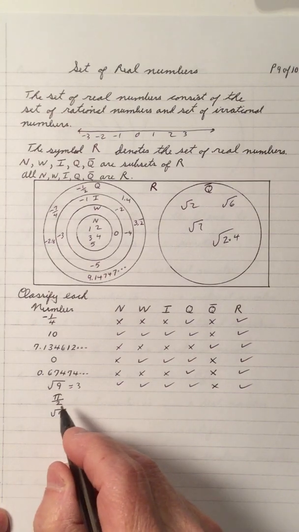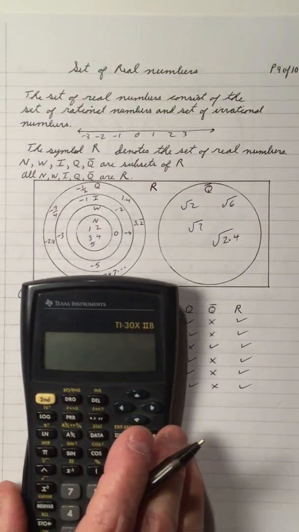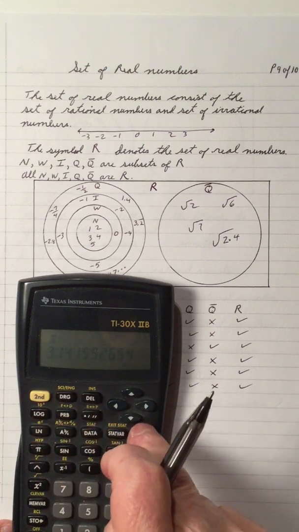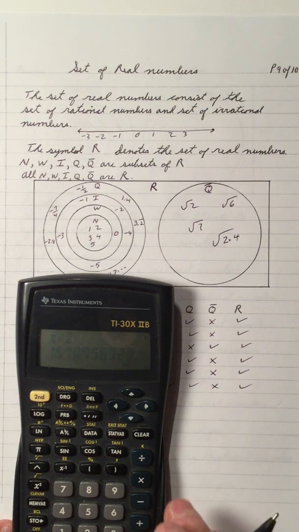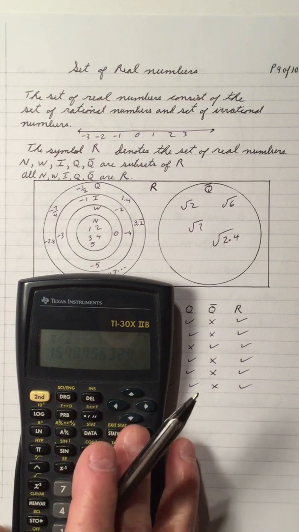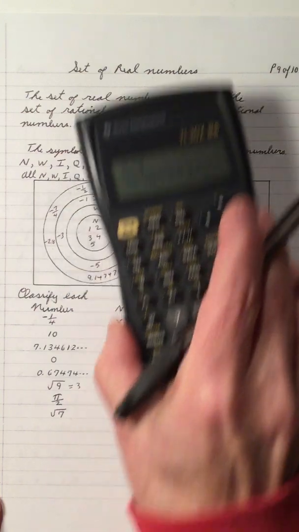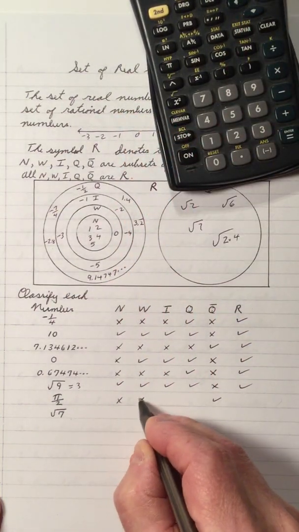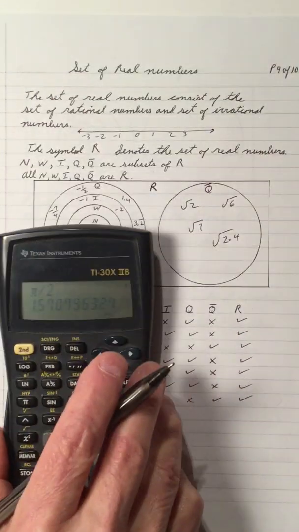Pi over 2, let's have a look at that. So we take pi and divide it by 2. What happens? Well, if a number is irrational, dividing by 2 still has it irrational. So notice 1.5707963327 is not repeating, not terminating, so it's irrational. So it's not natural, whole, integer, or rational, but is real. Root 7 is the square root of 7.